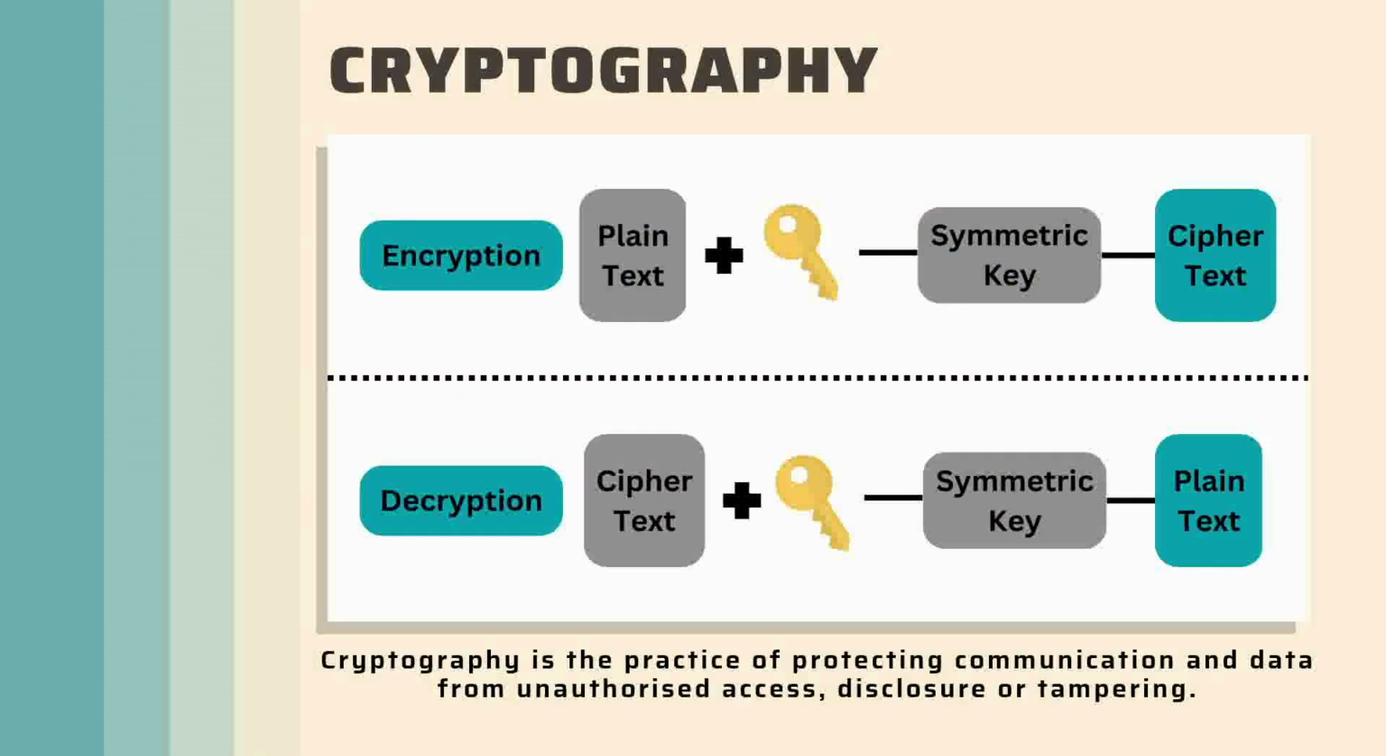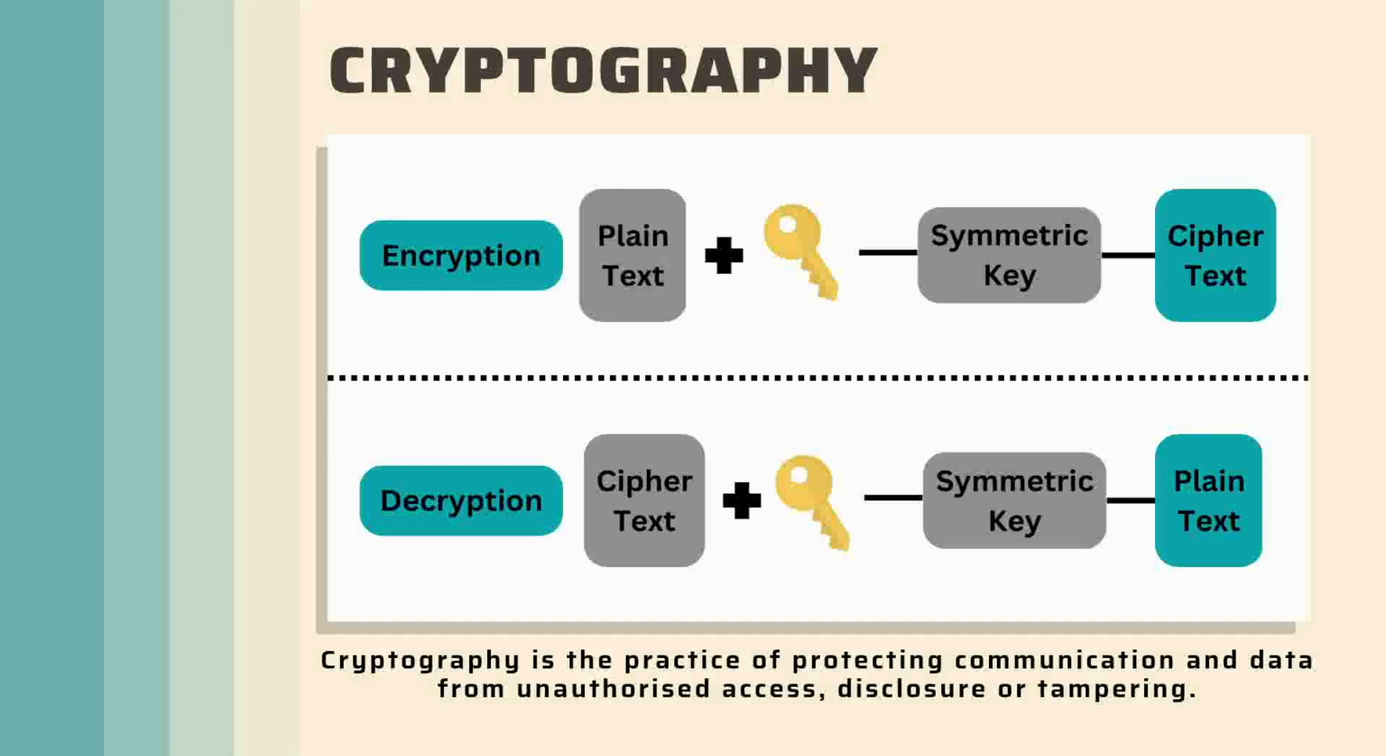So let's begin. What is cryptography? Cryptography is the technique of keeping information safe and secret. It involves turning messages or data into a code so that only those who are supposed to see it can understand it. This process of turning messages into a code is called encryption, while its undoing is known as decryption.